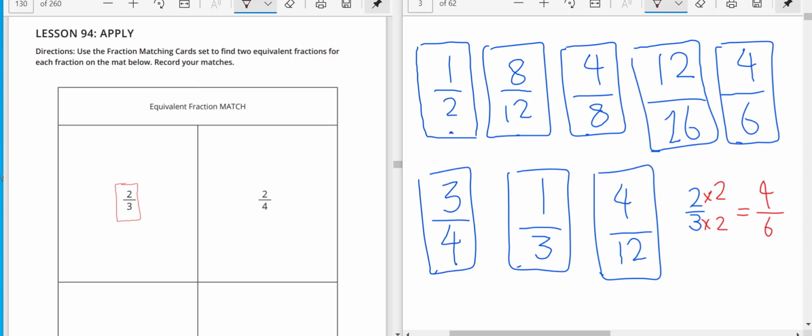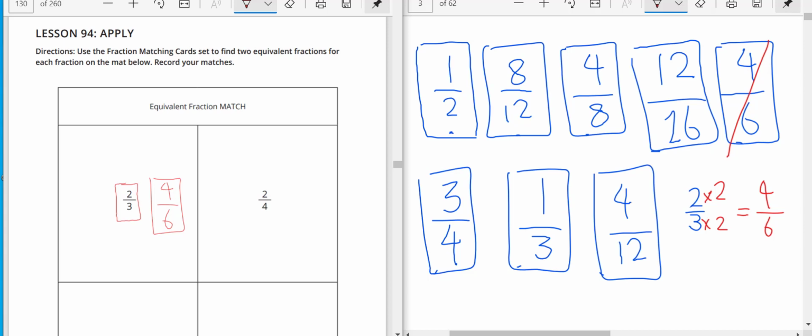There is a card with 4 over 6. Yes, this one, 4 over 6. So 2 over 3 equals 4 over 6. We must find another card. Okay. Does 2 over 3 equal half? No. Does 2 over 3 equal 8 over 12?